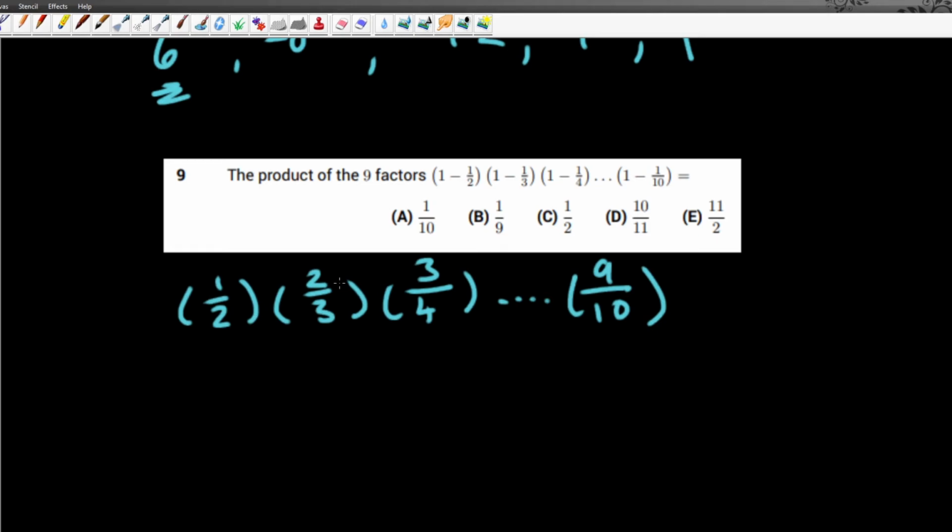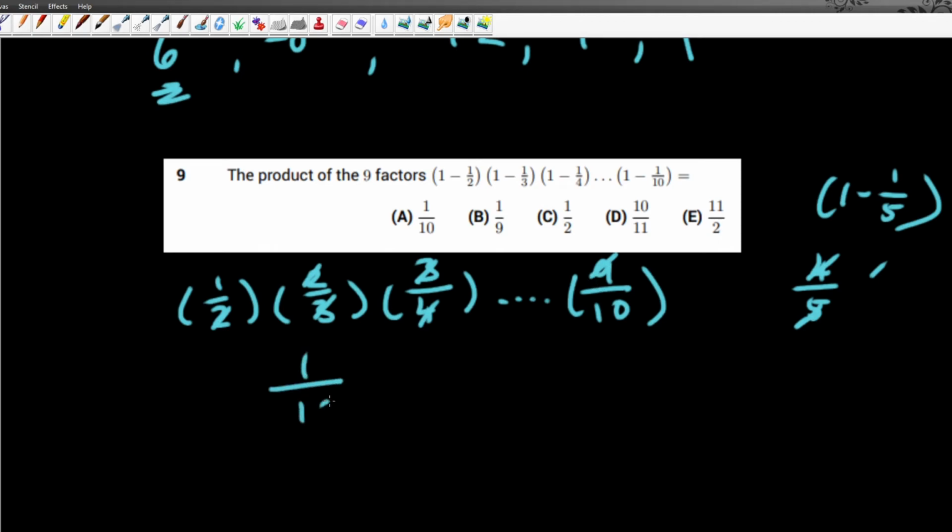When we multiply these out, we notice that 2 cancels out with 2, the 3 cancels out with 3, and then if we were to have the next term, which would be 1 minus 1 fifth, it would be 4 over 5, right? So 4 will cancel out the 4 here, and 5 will cancel out, and so on. So this means that the 9 will cancel out, and we will be left, after multiplying it, with 1 over 10, which is our answer.